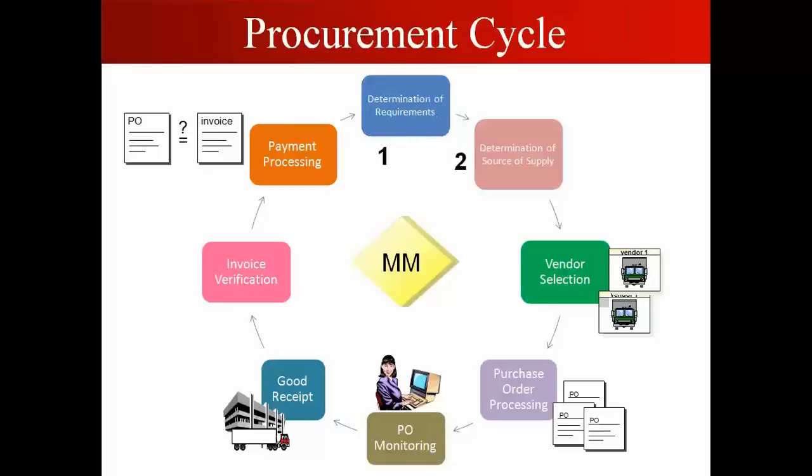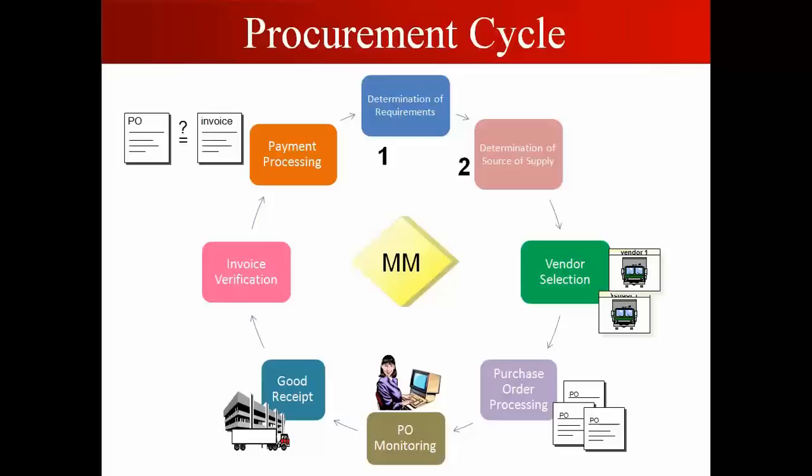Then step number two is determination of source of supply. If I'm working as a purchasing officer in a company, I'll first get the requirement. The second step will be my task to see where I should buy my goods. That's called determination of source of supply. Where should we get the supply from? We need to select a vendor. So basically we'll ask a couple of vendors for a quotation. This is the product we want, this much quantity we want, give us a quotation, so that we can decide which is the right source of supply.